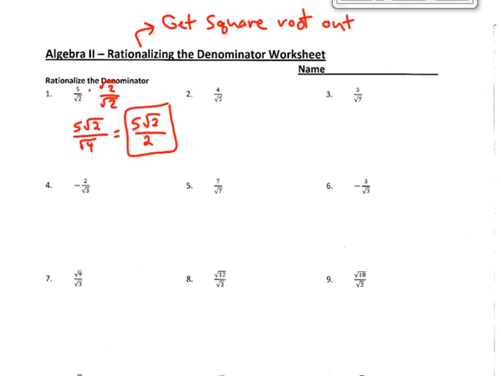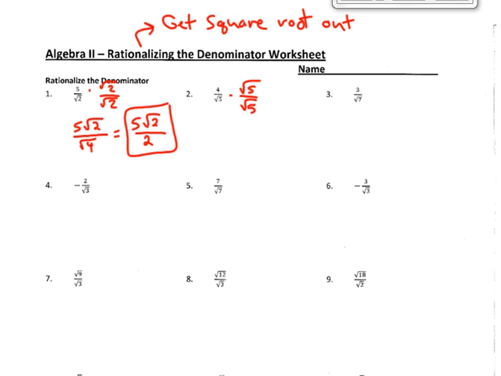So let's look at number 2. I want to see what I can multiply this by so that I can rationalize the denominator. What I need to get rid of is the square root of 5. The square root of 5 can't be down there. So what I'm going to do is I'm going to multiply by an equivalent of 1, but get rid of that square root of 5.